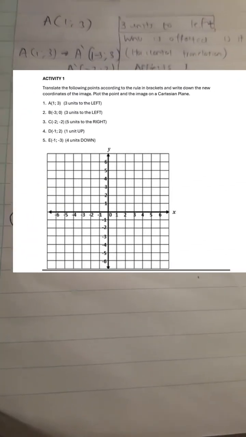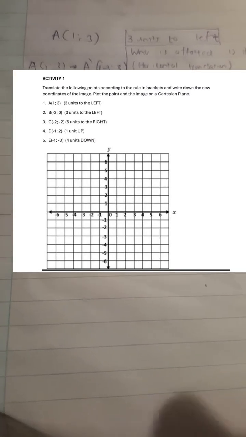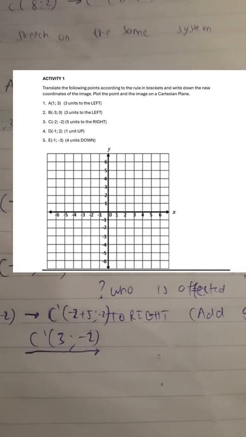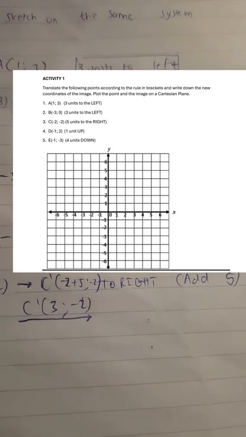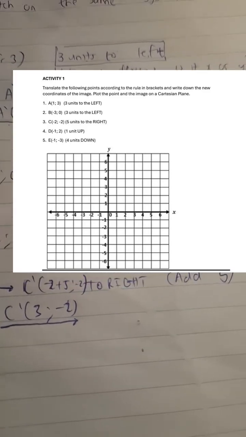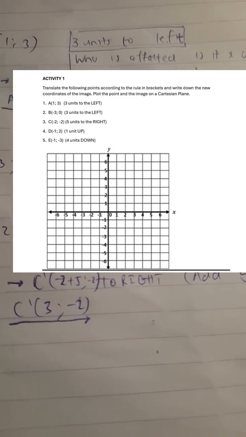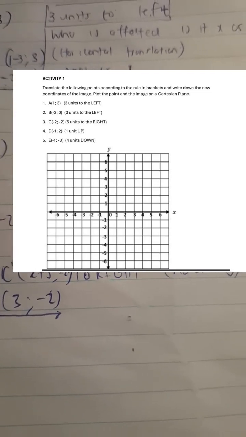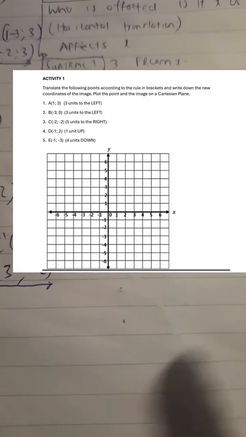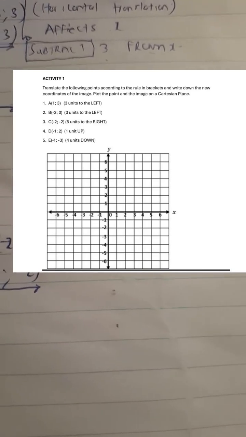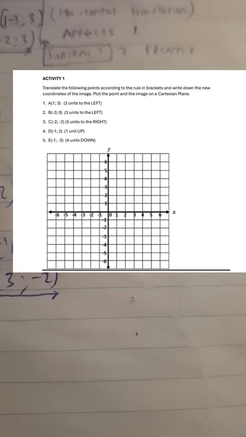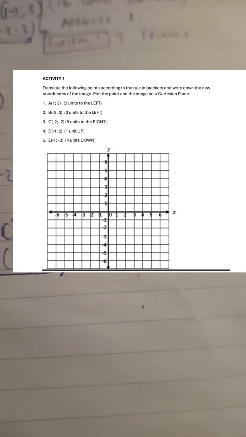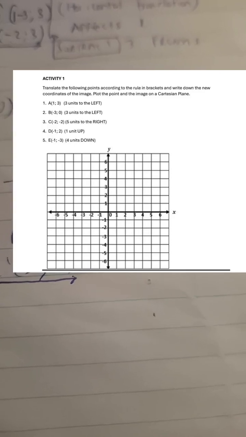So to the right means we add, to the left means we subtract. I'm sure someone can actually put a nice music to that. Okay, so to the left means we subtract from x, right? And then to the right means we add to x.